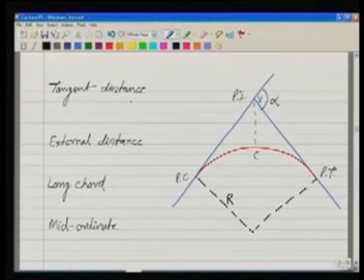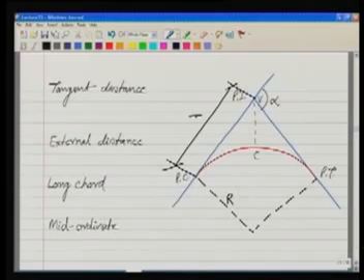Then we have tangent distance. What is tangent distance? The distance from point of curve to vertex. This distance is capital T, and we represent it like this. Then external distance is the distance from vertex to the middle point of the curve. This is the external distance.